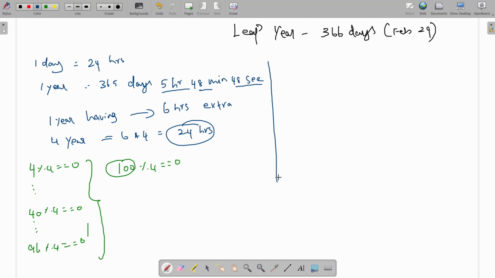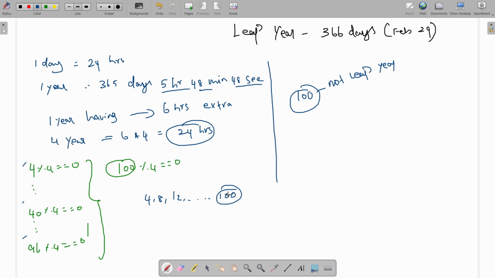So in this century year, let's take some century year, it is not a leap year. Why am I saying this is not a leap year? We know that 1 year has 5 hours 48 minutes and 48 seconds, even though I have taken 6 hours approximately, which means I have borrowed about 12 minutes from the future. So I was borrowing over 4, 8, 12 years, up to this century point.